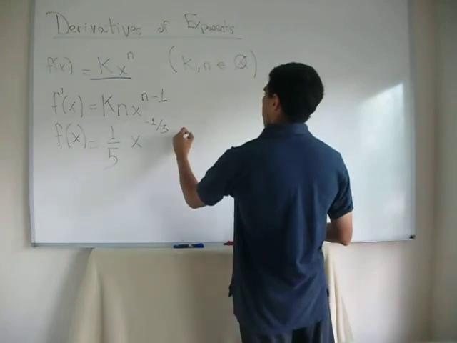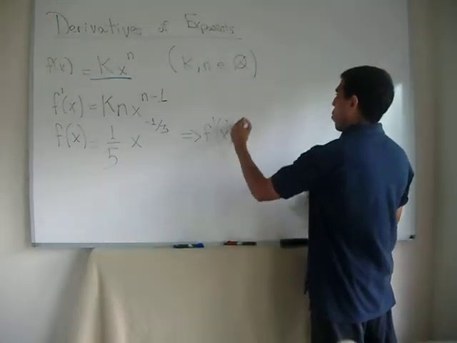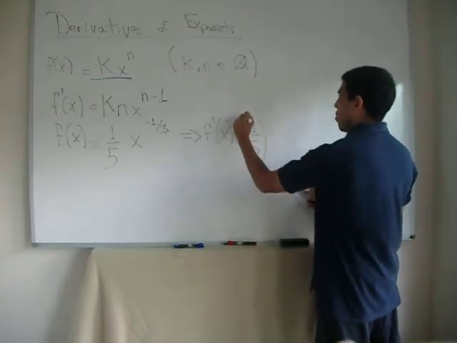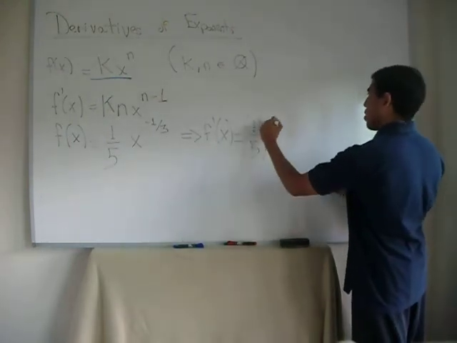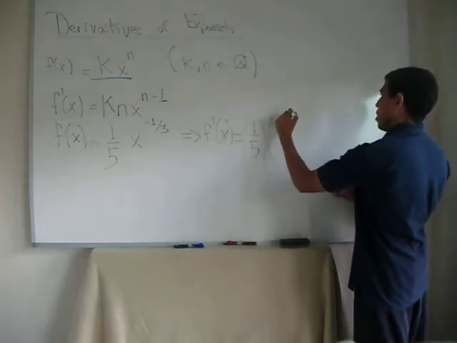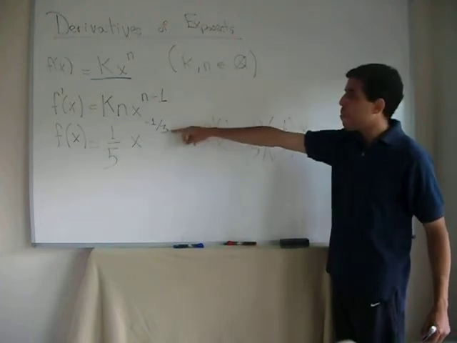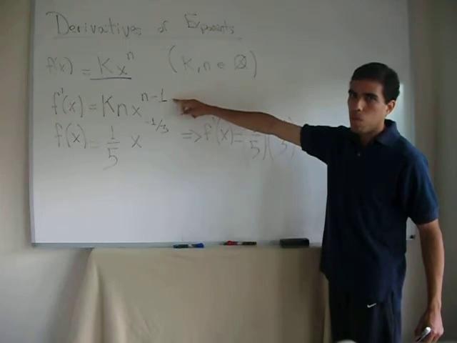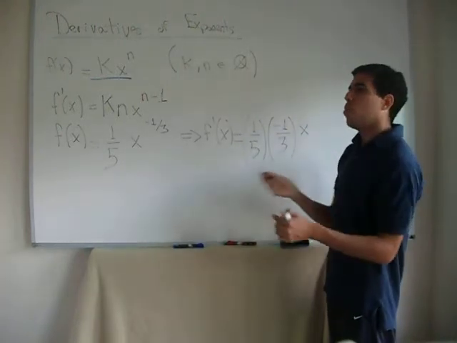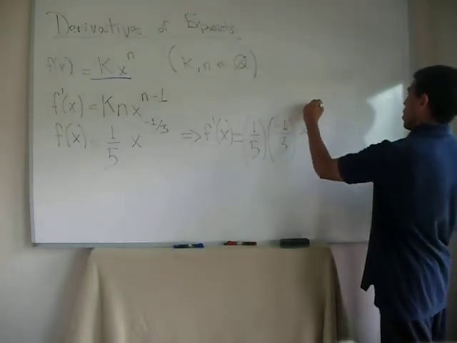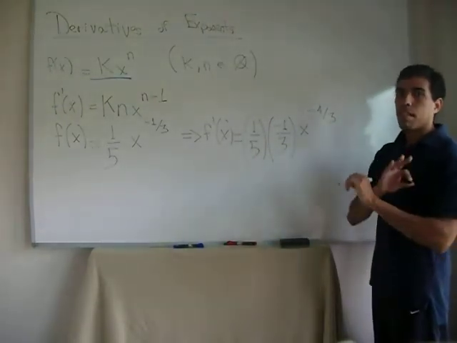So, f prime, which is what they're asking me for, is 1/5 multiplied by the exponent, which goes down, minus 1/3, x powered to minus 1/3 minus 1 because of the rule. Minus 1/3 minus 1 to decrease the degree of the exponent by 1. So minus 1/3 minus 1 is minus 1/3 minus 3/3, right? So that is minus 4/3. And there you go. This is it. What's up next? Simplify and we will be fine.